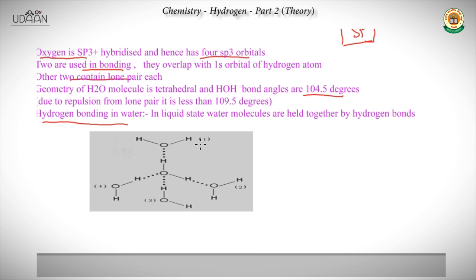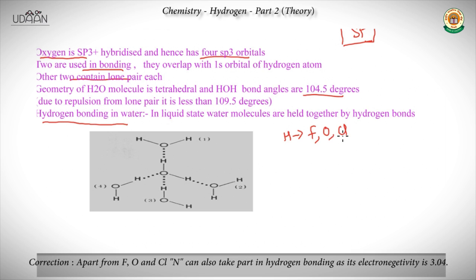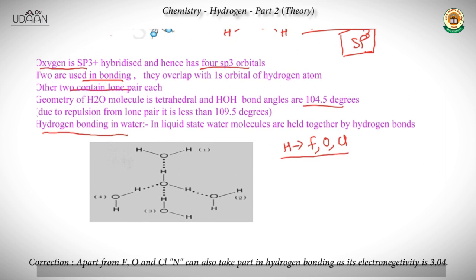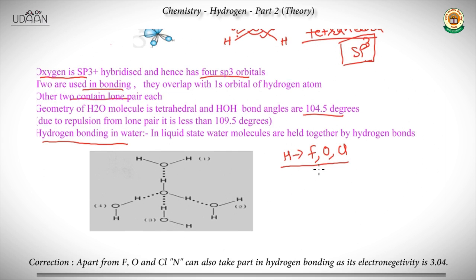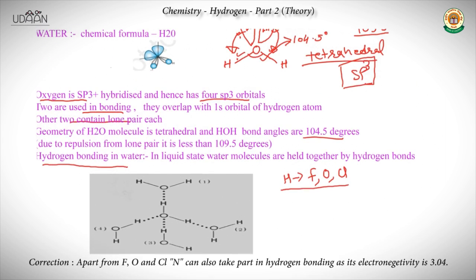It happens with very strongly electronegative elements, causing the partial charges to be high, and hence the bond is stronger than a normal dipole-dipole interaction. Hydrogen bonding happens only when hydrogen is connected to a very electronegative atom, that is fluorine, oxygen and chlorine. Only in these cases, where the electronegativity difference is very high.